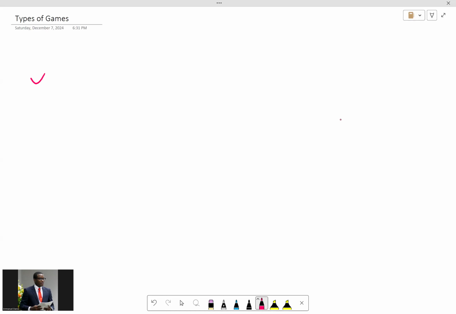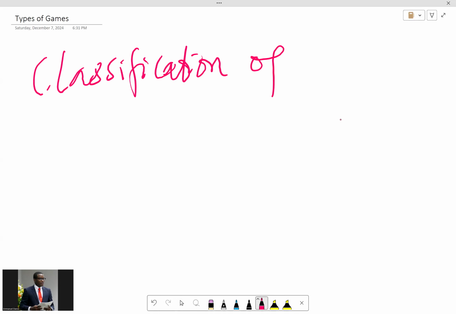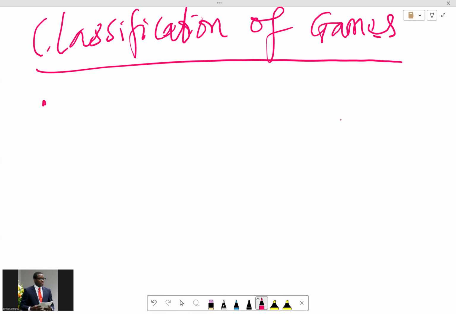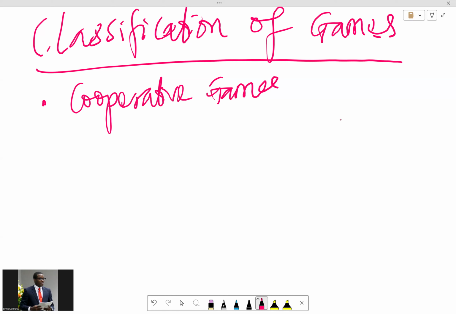So first we'll start with the classification of games. How do we actually classify games? Games are broadly classified into cooperative and non-cooperative games. We have cooperative games and non-cooperative games.